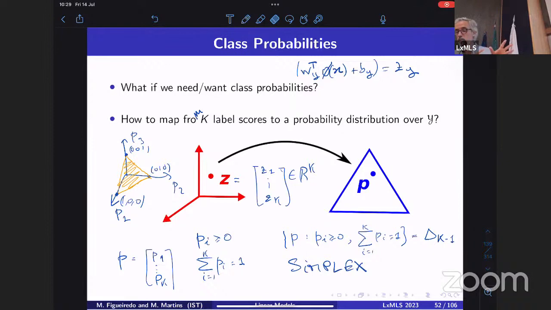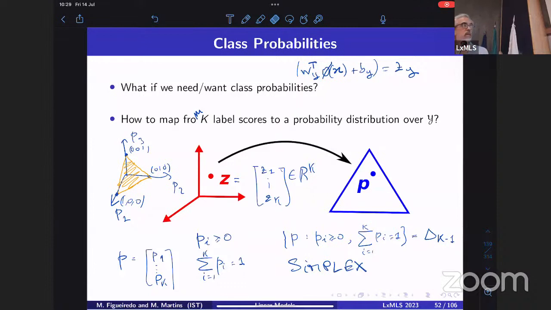That's why, because in three dimensions, it is the first non-trivial case. In two dimensions, it's just a little line, okay? In three dimensions, it's a triangle. That's why it's usually represented as a triangle. And it's why the letter that we usually use is a delta, because a delta looks like a triangle, okay? That's called a simplex.